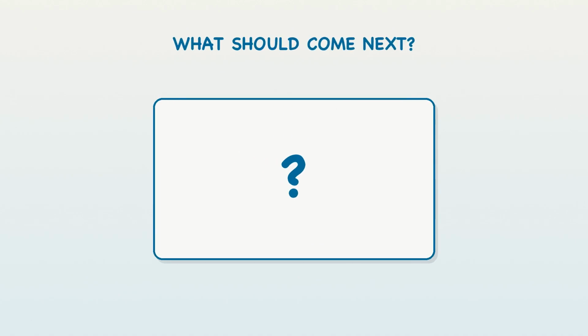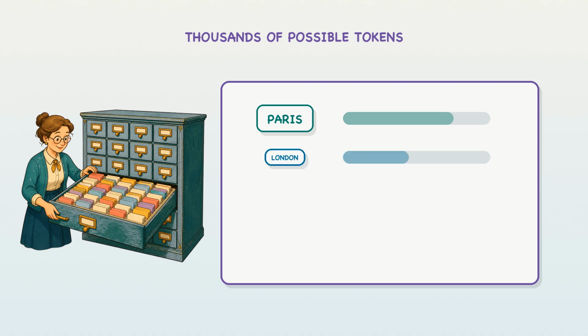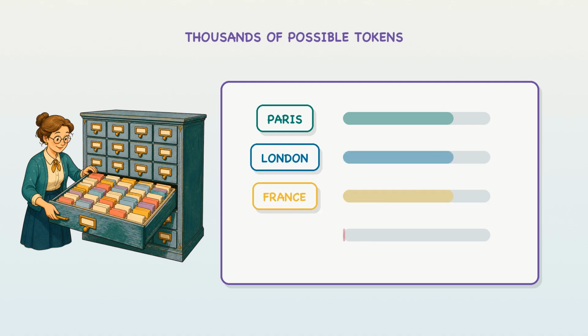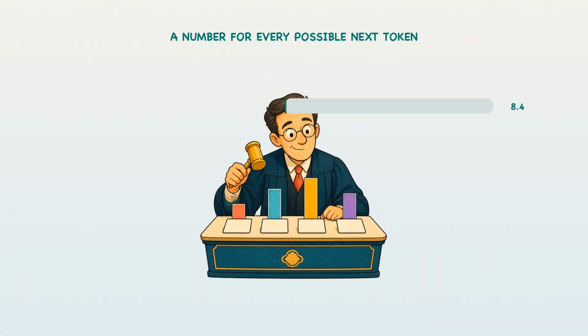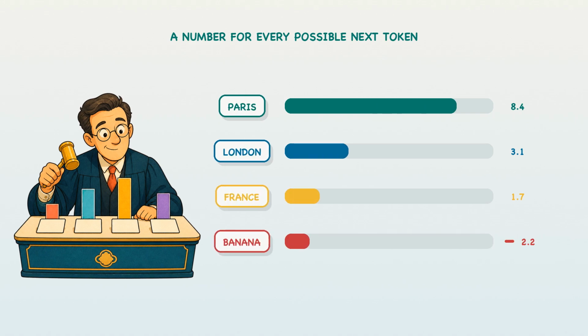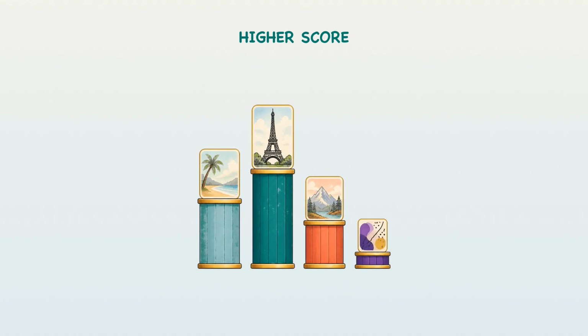What should come next? The model has a vocabulary containing thousands of possible tokens. Paris is one possibility, London is another, France is another. Banana is technically another. The model needs to score all of them. So near the end of the network, it produces a number for every possible next token. These raw scores are often called logits. You do not need to remember that word. The important idea is simple. Every possible token receives a score. A higher score means the model currently considers that token more appropriate.